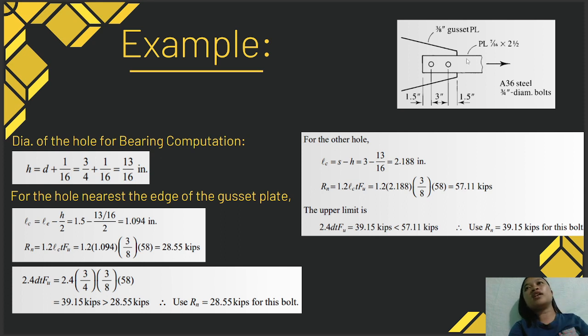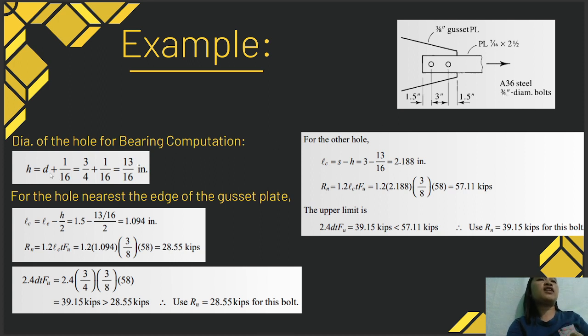So, sa kanitong problem, we have a plate that has a dimension of 7 over 16 by 2 1/2, and the gusset plate has a thickness of 3 over 8 inches, whereas ang ato ang bolts kay naa siya center to center space nga 3 inches, and then edge distance to center nga 1.5, and both ang tension member ug ang gusset plate kay A36 steel, and ang diameter sa bolt is 3/4 inches nga bolt.